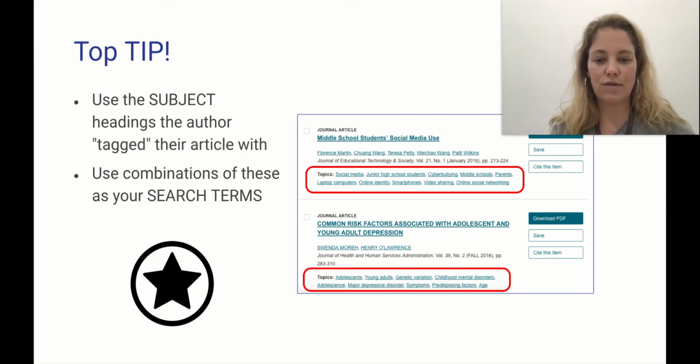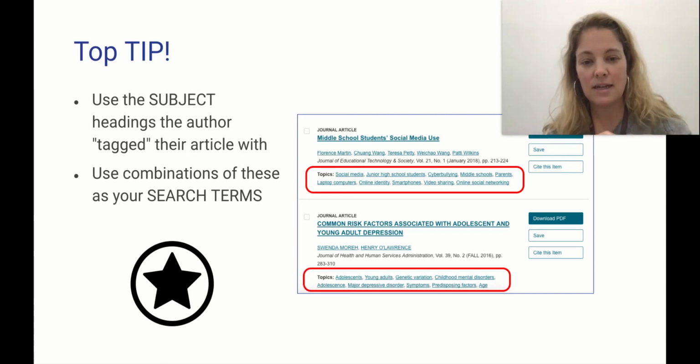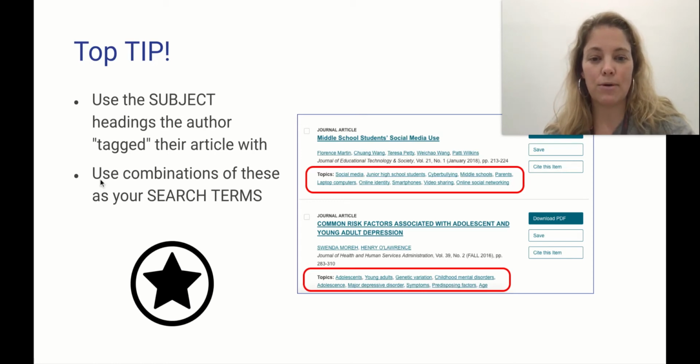So you can see here, for example, in the red boxes, they've tagged these articles with topics or subject headings. This first one, for example, has social media, junior high school students, cyberbullying, on and on and on. But look around. You might see some that you didn't think to search for. For example, online identity. I hadn't thought to search that yet. So I can take that and use that as one of my search terms.